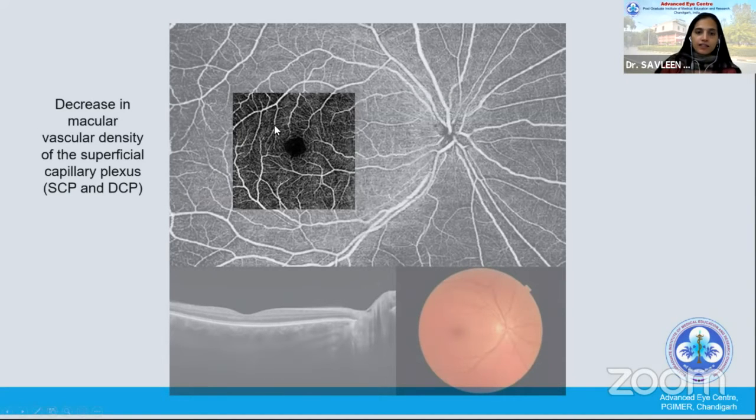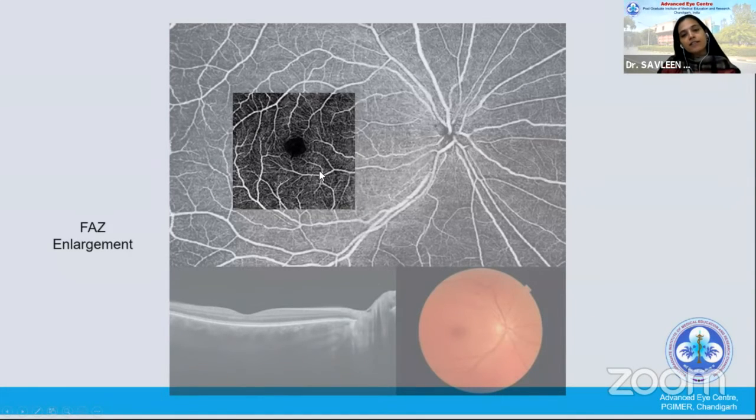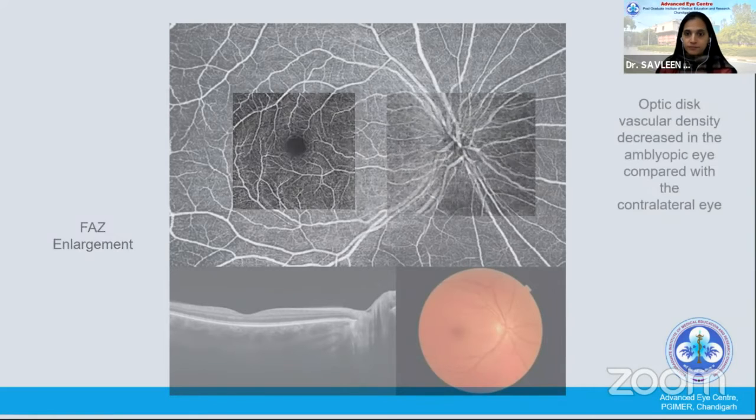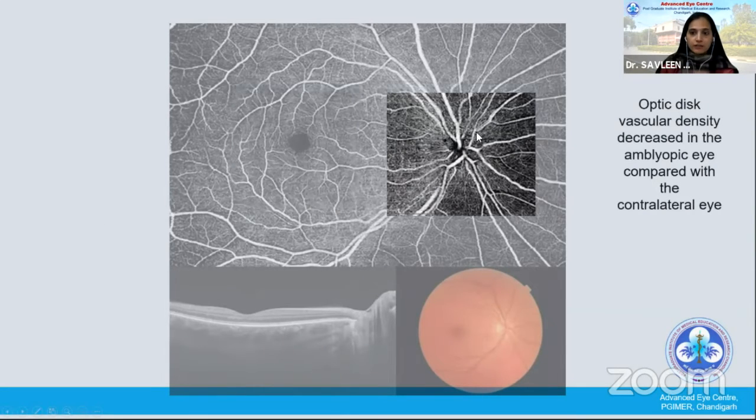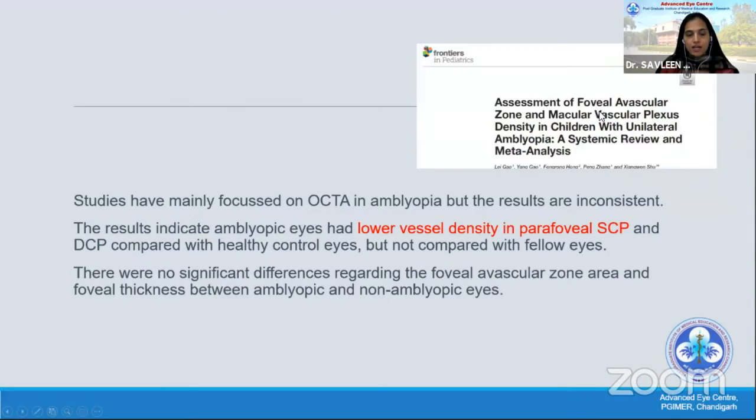You see this area, which is the foveal avascular zone, because the fovea is avascular. And the studies did notice an enlargement of this avascular zone, not only in the amblyopic eye, but in the contralateral fellow eye as well. The optic disc vascularity was also found decreased in the amblyopic eye compared to the contralateral eye.